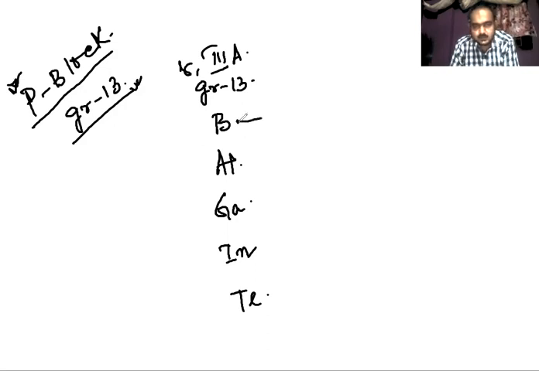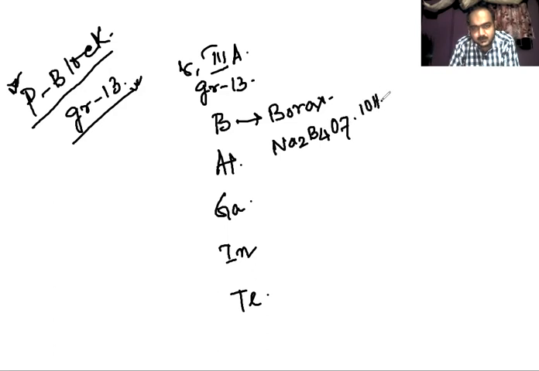Actually, boron is generally found in borax. It is found in borax, Na2B4O7.10H2O, or it can also be found in Na2B4O7.5H2O. It is known as Mohavite.